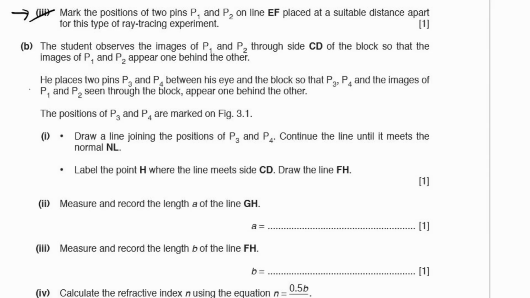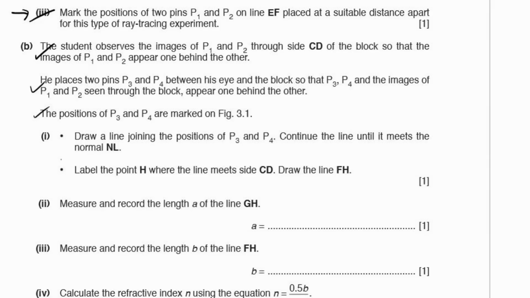B. The student observes the images of P1 and P2 through the side CD of the block, so the images of P1 and P2 appear behind each other. That's good. He places two pins, P3 and P4, between his eye and the block, so that P3 and P4 and the images of P1 and P2 seen through the block appear one behind the other. Okay, good. We've already seen them, they're marked, so let's just tick this as we go through it, so we don't make any silly mistakes or miss sentences. The positions of P3 and P4 are marked. Good, that's nice.